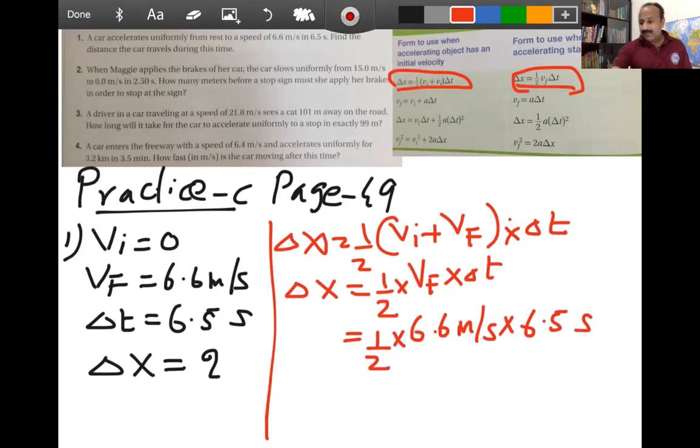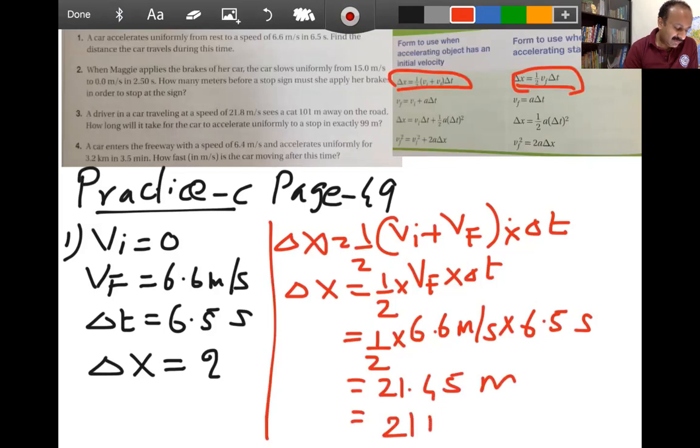And you look at the number of significant figures in the question. You have only two significant figures, so 21.45 you cannot keep. If you reduce this distance to two significant figures, your final answer is going to be 21 meters.